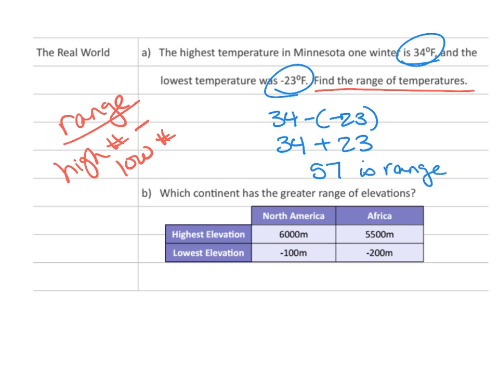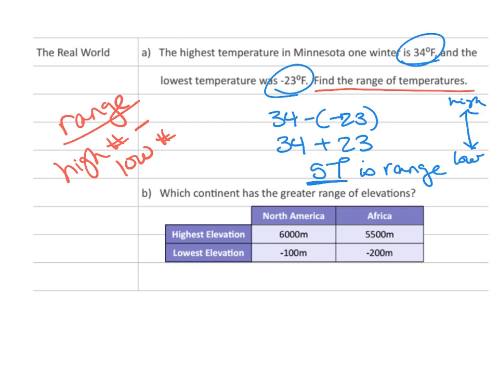That means the distance between the high number up here and the low number down here. I want to know how much space is in between. For this one, it's 57 degrees. So pause the video and see if you can do letter B. You're going to do it both for North America and Africa. And then see how we do.